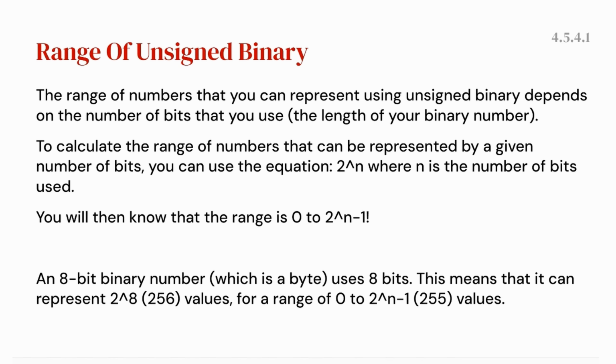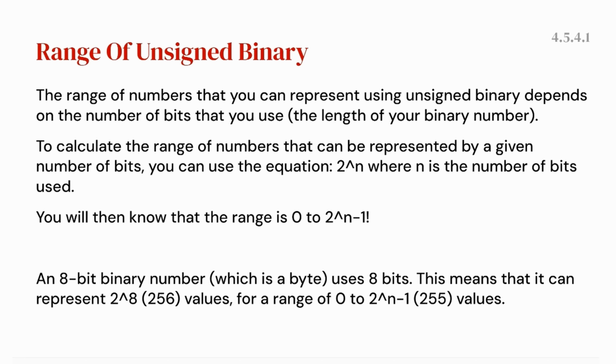Let's talk about the range of unsigned binary. The range of numbers that you can represent using unsigned binary depends on the number of bits that you use, the length of your binary number, which I was talking about in the introduction. To calculate the range of numbers that can be represented by a given number of bits, you can use the equation 2 to the power of n, where n is the number of bits used. I said this in the last video if you watched. If you didn't, no worries.